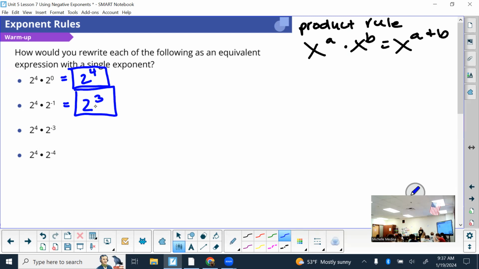So table 2, I'll give you another one. No one take it away from me this time. Table 2, 2 to the 4th times 2 to the negative 3, what would it be rewritten? Okay? Anyone disagree with that? Yeah? Okay, it's not obvious to everyone.